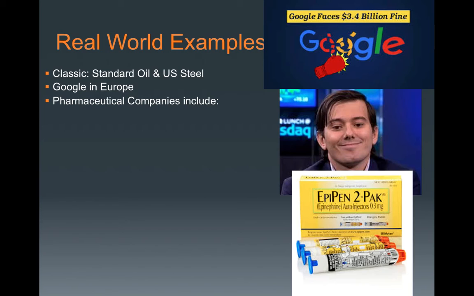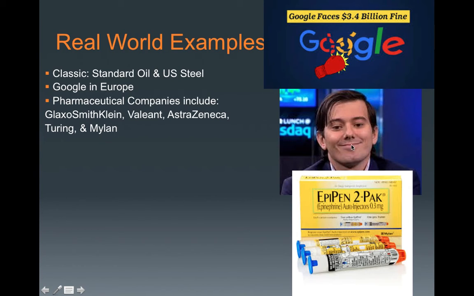Also, another modern world example of monopolies, which is kind of terrible, is pharmaceutical companies. You have different companies like GlaxoSmithKline, Valeant, AstraZeneca, Turing, and Mylan. Mylan makes the EpiPen.